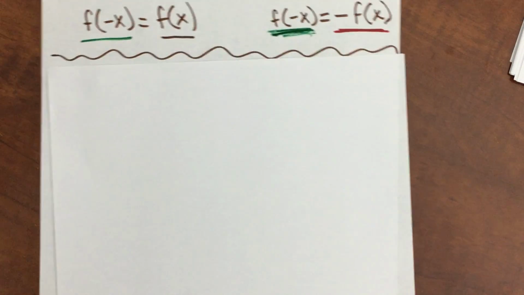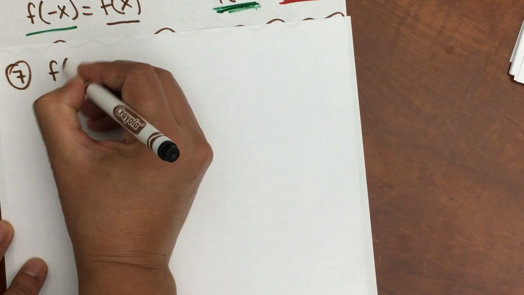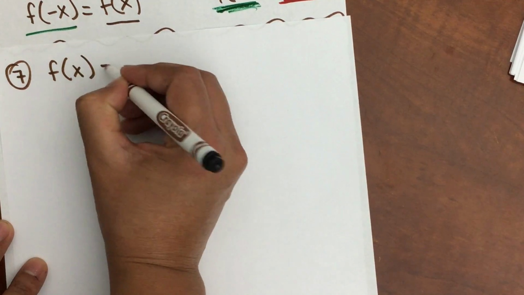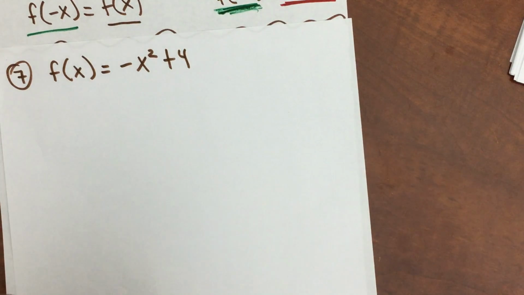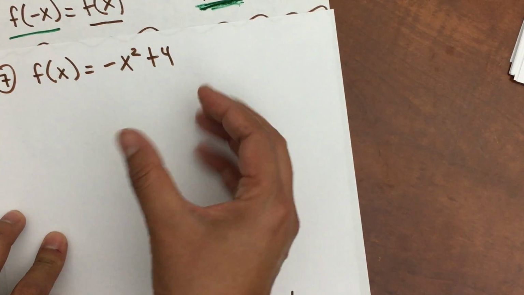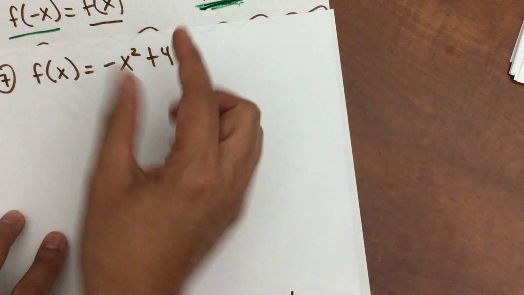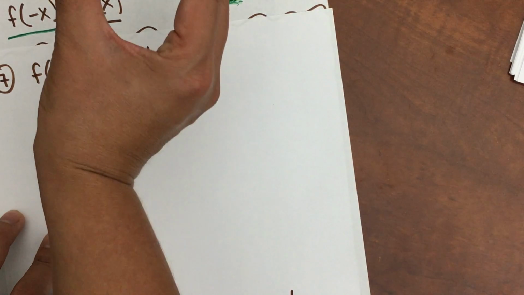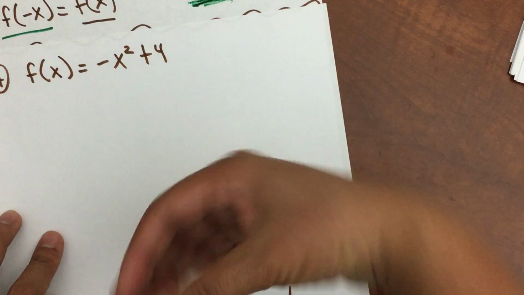Okay, number 7, we have f of x equals negative x squared plus 4. And if you remember from previous lessons, you have your x squared, which is a parabola, plus 4 just moves it up 4 spaces, and then it flips it down, like it reflects down.